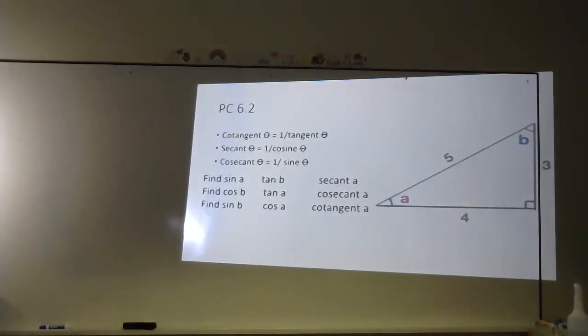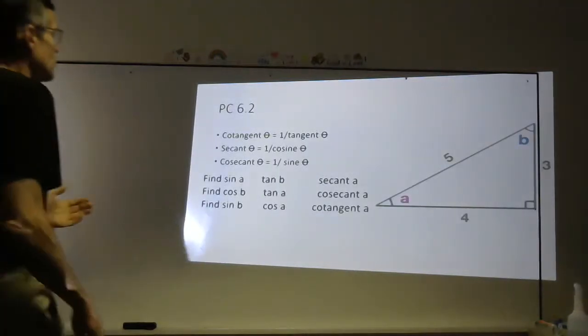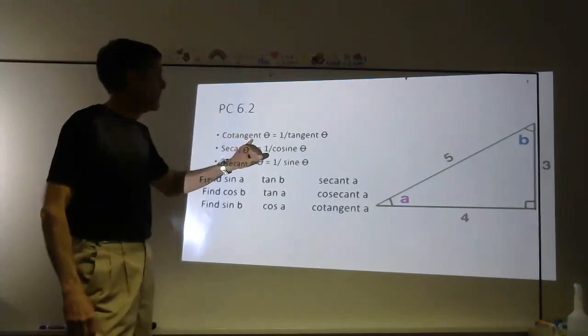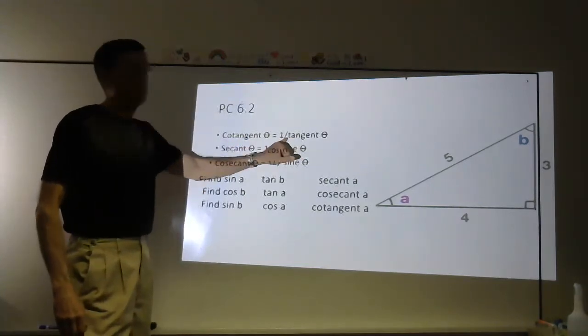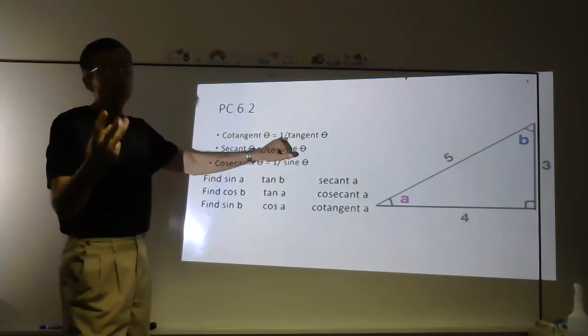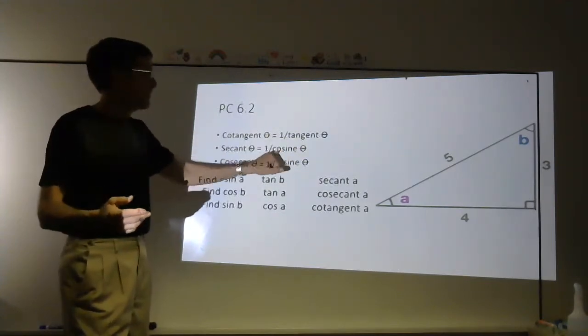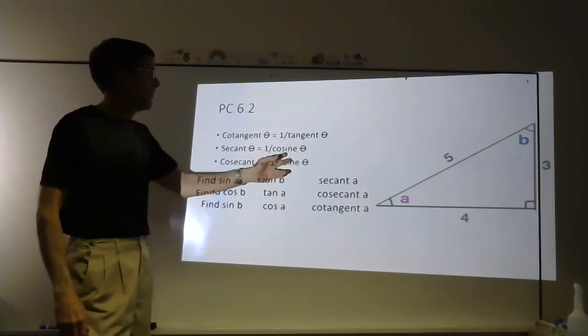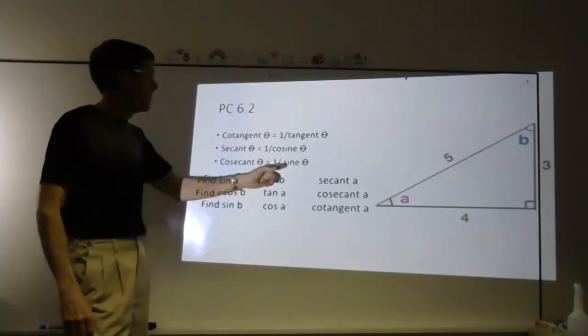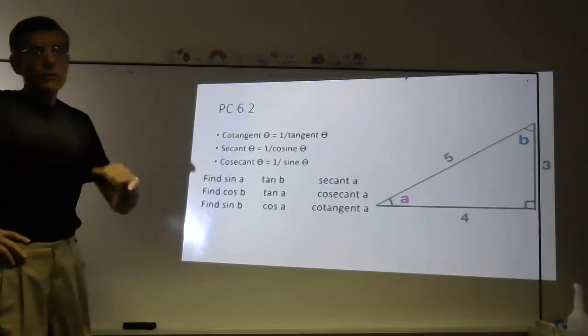There are 3 other ones, but they're so easy. The cotangent of an angle is simply the reciprocal of tangent. So if you can do the first 3, you can do the remaining 3 because they're just reciprocals. Secant is 1 over cosine, cosecant is 1 over sine. And they go in reverse order.